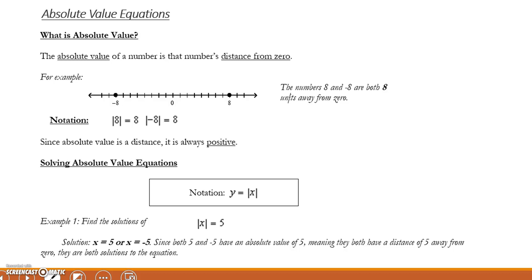So today we're going to learn about absolute value equations and how to solve them. So first of all, you need to figure out what an absolute value is. The absolute value of a number is the number's distance from 0.